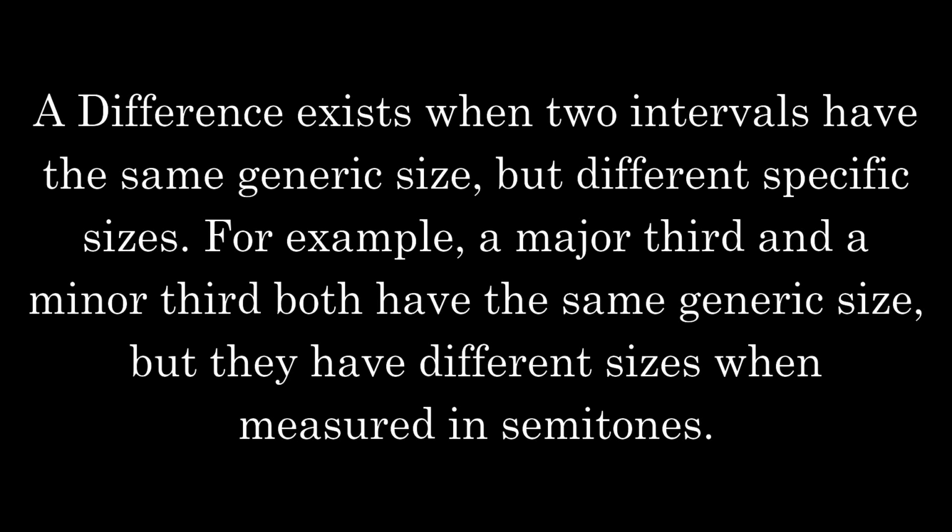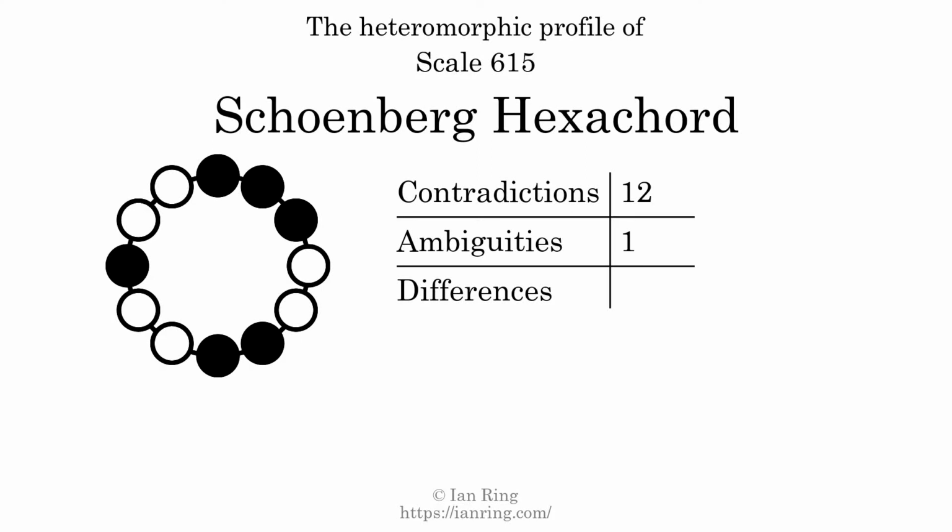A difference exists when 2 intervals have the same generic size, but different specific sizes. For example, a major third and a minor third both have the same generic size, but they have different sizes when measured in semitones. The number of differences in this scale is 45.